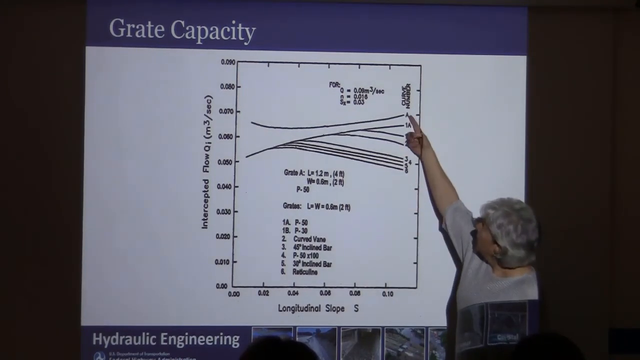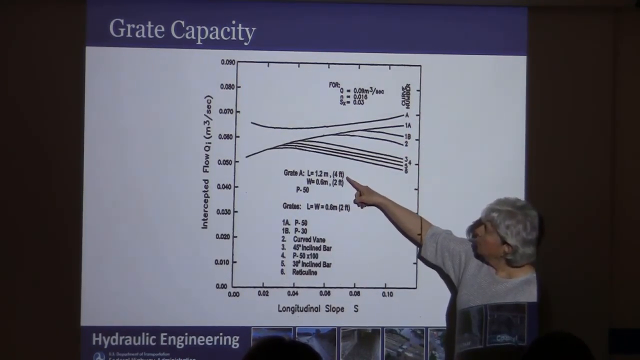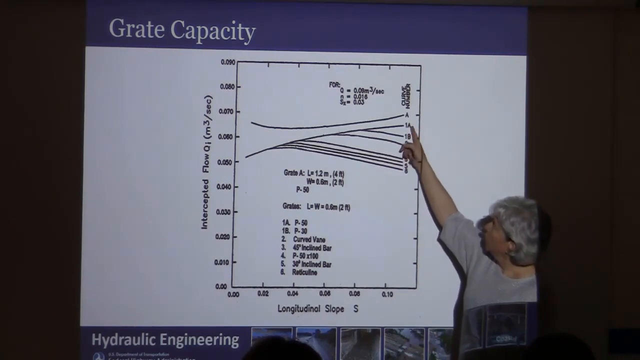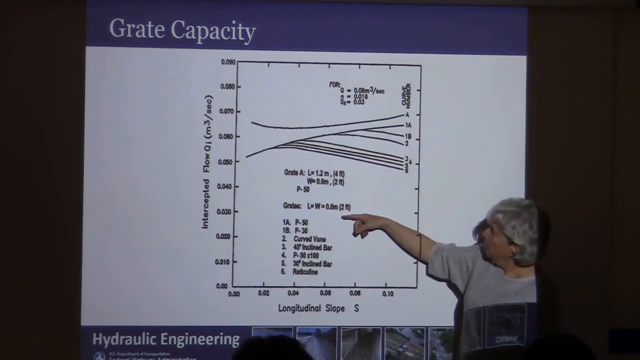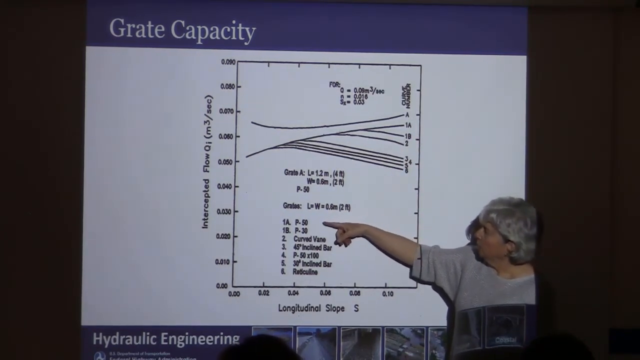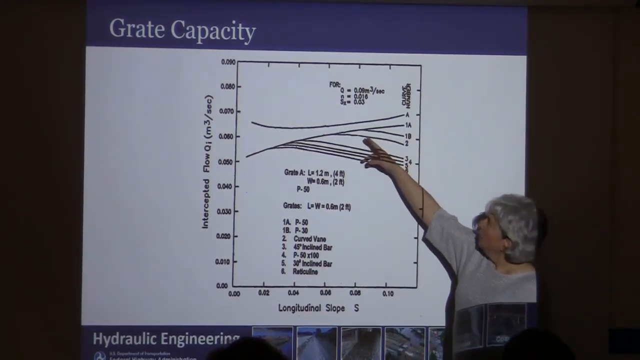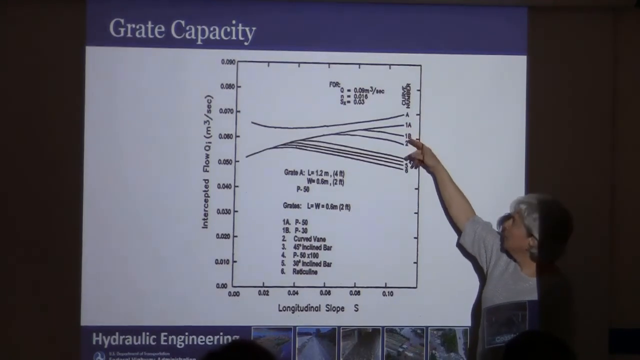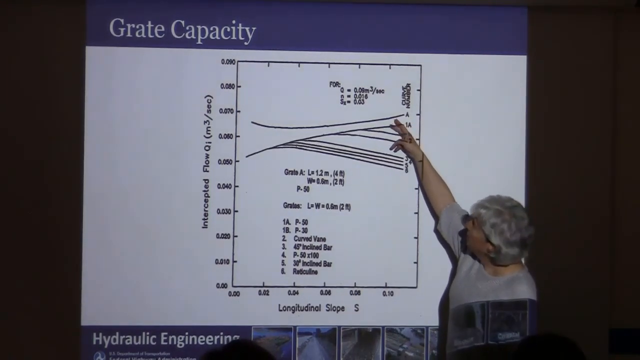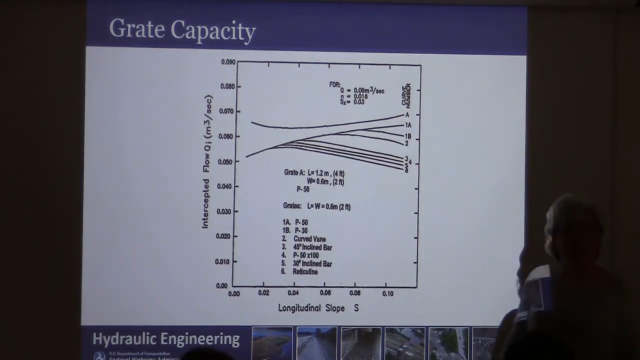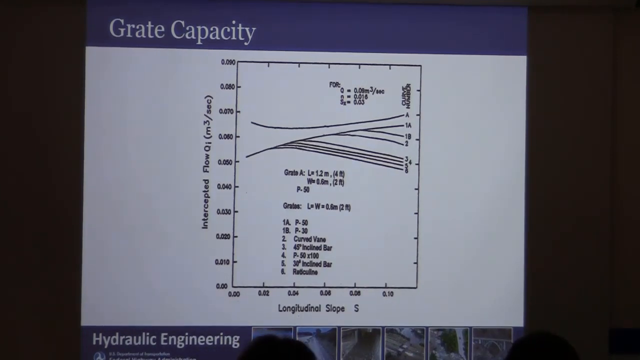For grate A, the length is 4 feet and the width is 2 feet. And for grate 1A, the length and width are 2 feet. So length doesn't help you that much. They're pretty much acting the same. The length gives, I don't know, maybe a 5% change there, but it doesn't help you that much. So just lengthening your grate isn't going to help you. What do you think might help you?